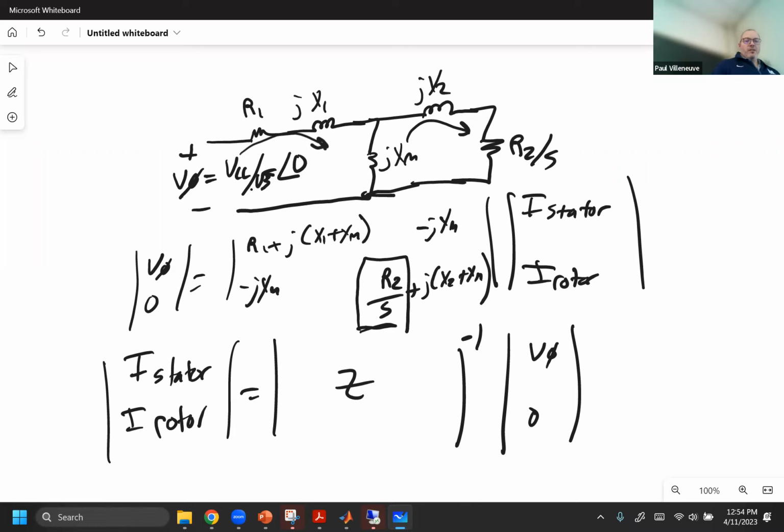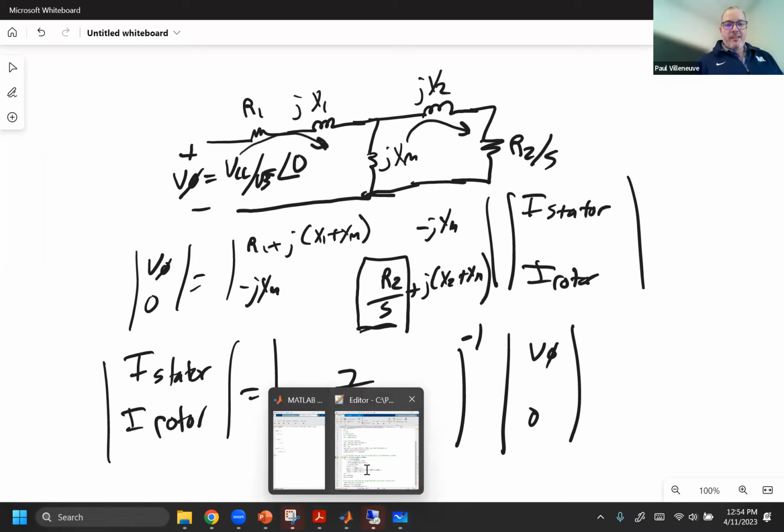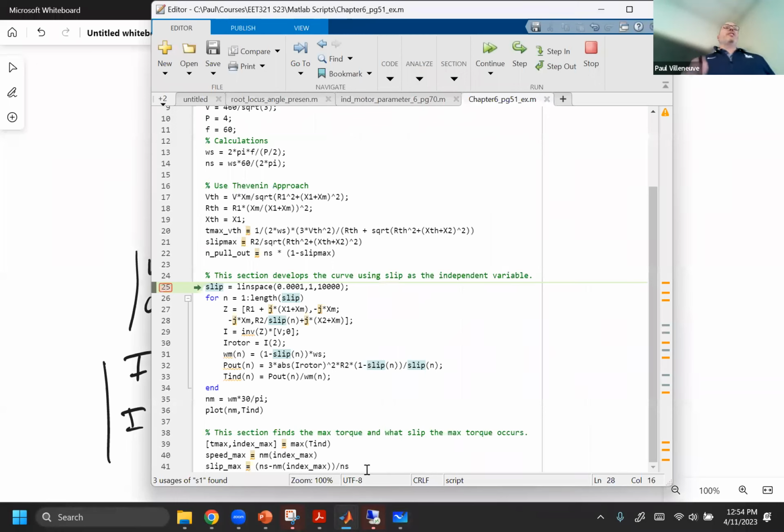Okay, so we're going to implement that in MATLAB. And since slip is the only parameter that's going to change, voltage doesn't change, none of the other resistances or impedances change, my rotor and stator current is going to be impacted just by the value of the various slip. So I'm starting at 0.0001 and ending at 1. But remember the slip equation, slip goes from 0 all the way over to 1. Why did I start it at 0.0001 instead of 0?